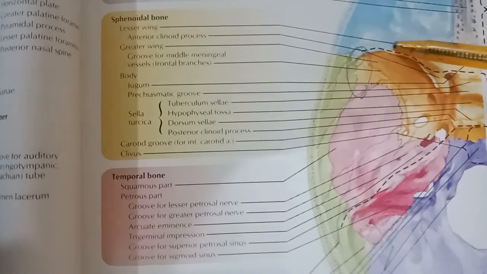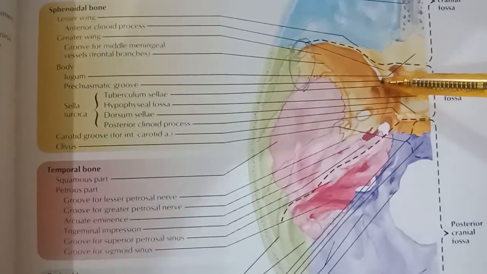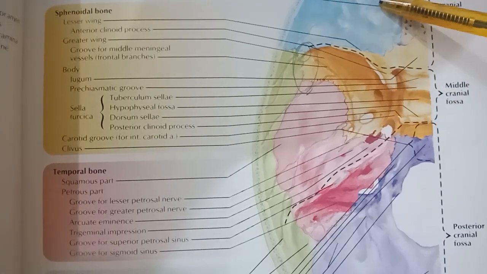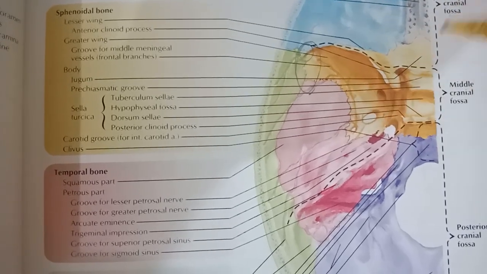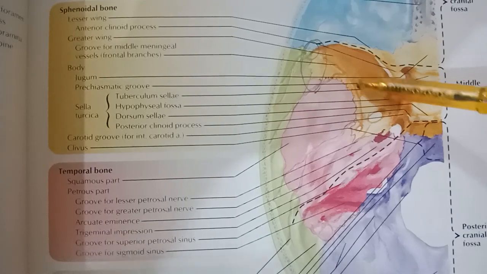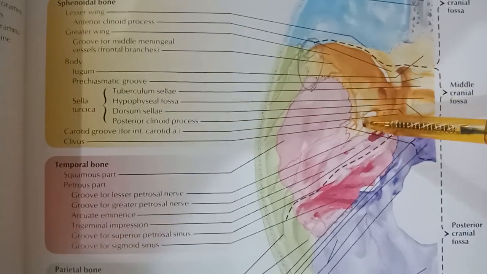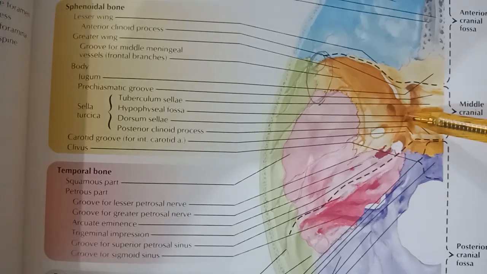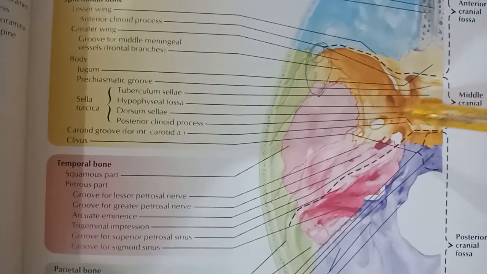This is the lesser wing of sphenoid, and as I already mentioned, this forms the anterior landmark which divides the anterior cranial fossa from the middle cranial fossa, and this entire wing, this is the greater wing of sphenoid. So there are many foramina present at this level. We'll just go through them in the next page.